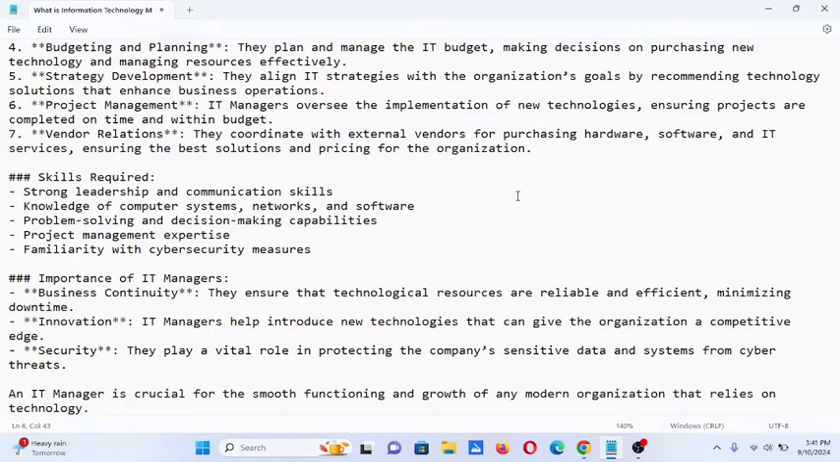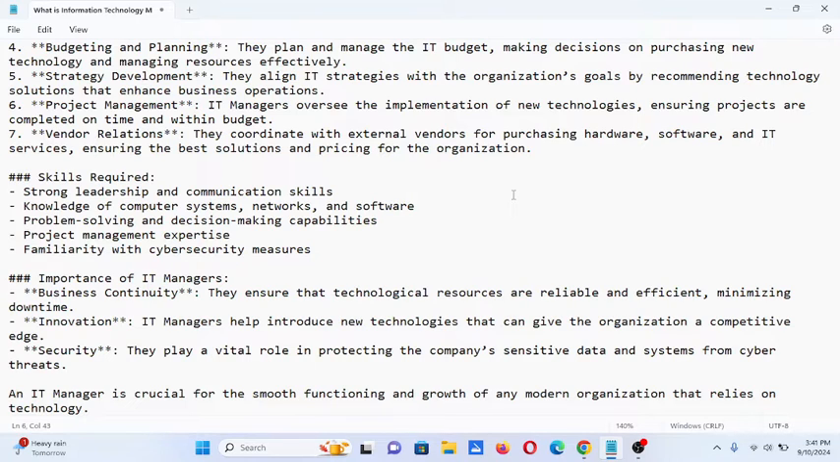Being an IT manager, you have to have strong leadership and communication skills, knowledge of computer systems, networks, and software, problem solving and decision making capabilities, project management expertise, and familiarity with cybersecurity measures. So lastly, we will talk about the importance of IT managers.